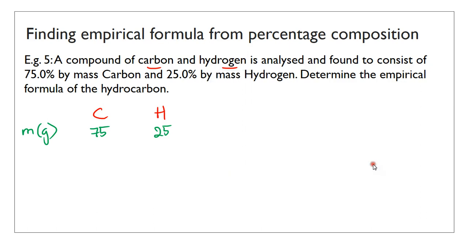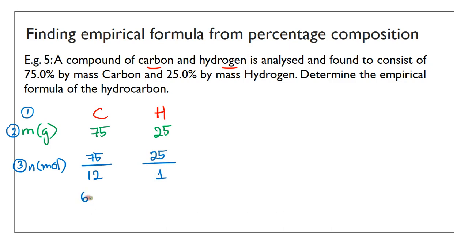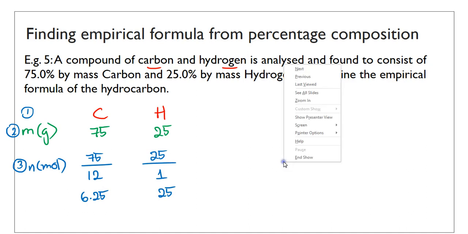I have to go through the steps again. So the next thing I'm going to do, this is step 3. That was step 2, finding the mass, and step 1 was to list the elements. So step 3 is to convert the mass to the number of moles. And what I'm going to do is just divide this mass by the molar mass of each element. So in the case of carbon, it will be 75 divided by 12. And for hydrogen it is 25 divided by 1. And you're going to get 6.25 for carbon and 25 for hydrogen, and this would be the number of moles of each element.